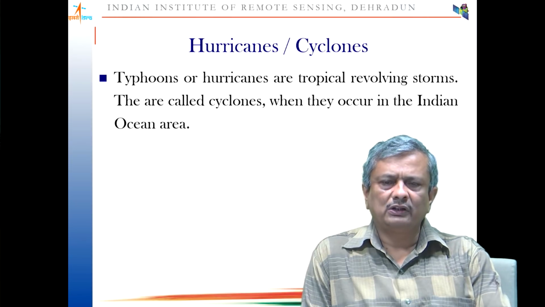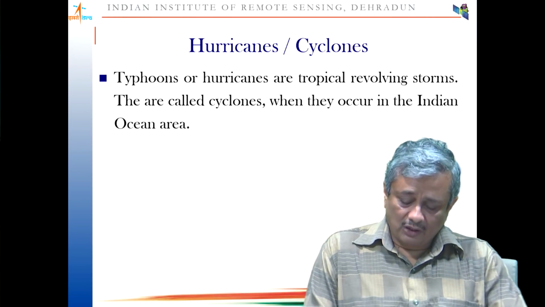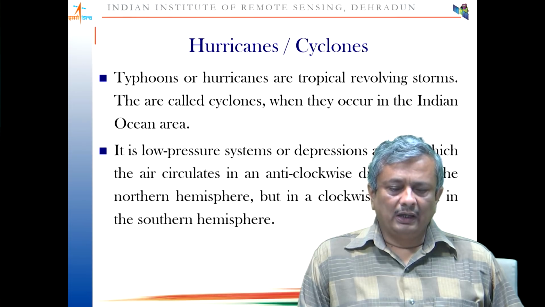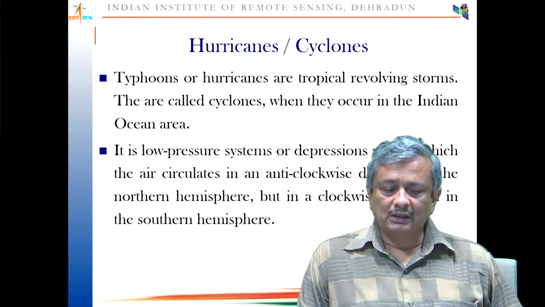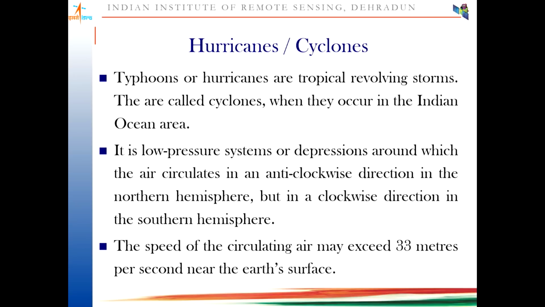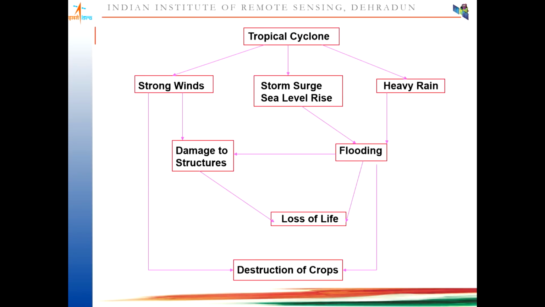Hurricanes and cyclones are basically tropical revolving systems. They are called cyclones when they occur in the Indian Ocean. When they occur in the Pacific or the Atlantic Ocean, they are called typhoons or hurricanes. It's a low pressure system, a depression, where the air circulates in an anti-clockwise direction in the northern hemisphere and clockwise in the southern hemisphere. As per the IMD, the speed of the circulating air should exceed 33 meters per second near the Earth's surface. So a tropical cyclone is associated with strong wind, storm surge or local sea level rise, and also heavy rain.